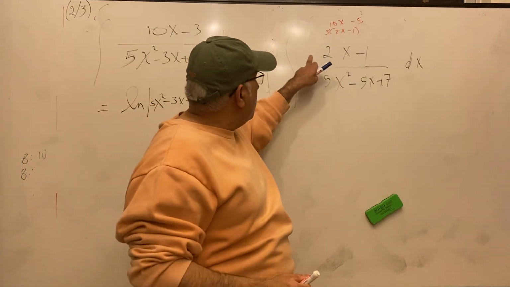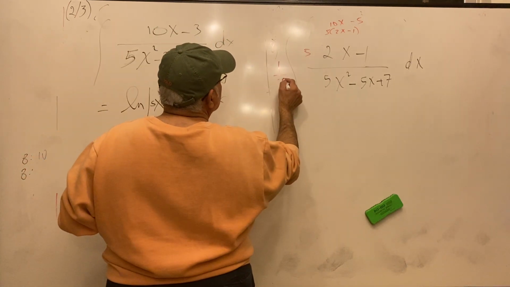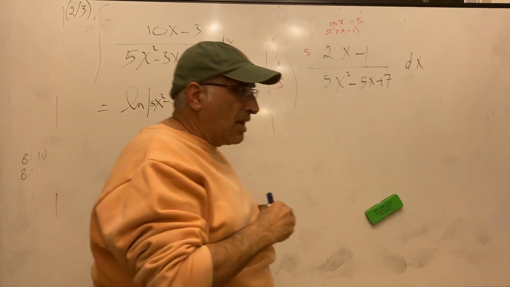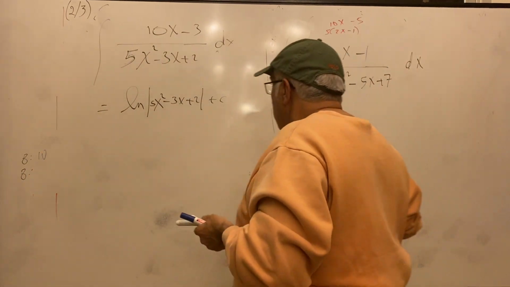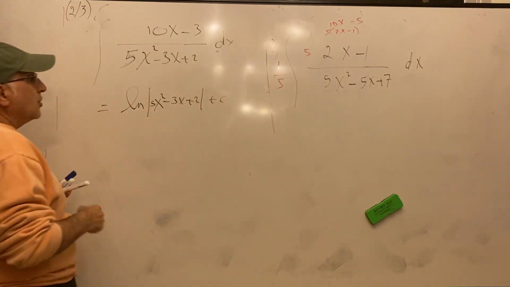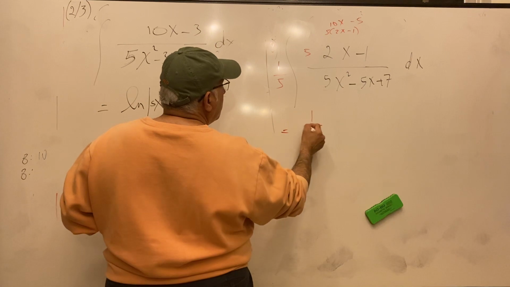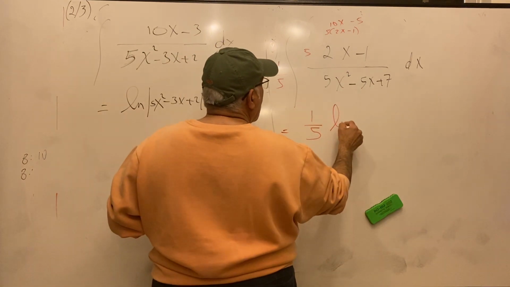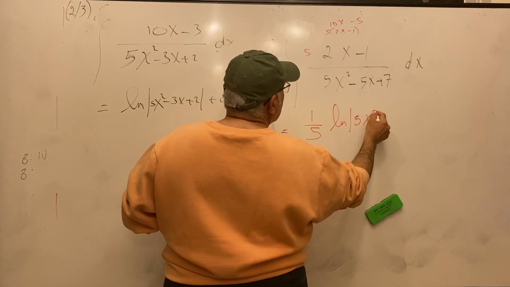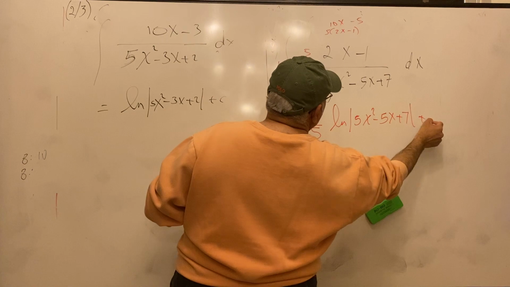But I don't have 5 here. Assume you have a 5. Well, don't take it as, yeah, you have a 5. Let me leave the 5. All right? So, the answer will be 1/5, assuming that was there, I'm counting that for it, times ln 5x squared minus 5x plus 7 plus c.